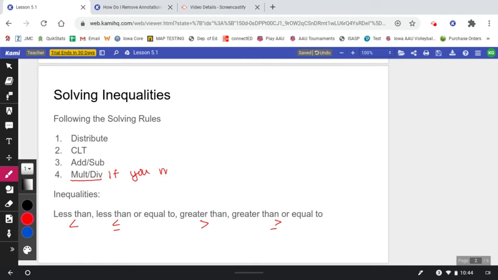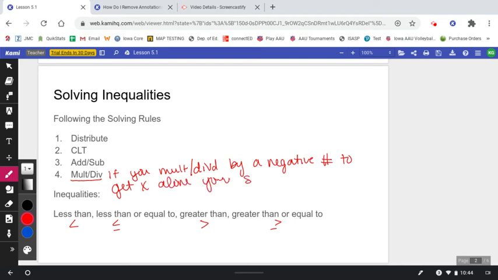If you multiply or divide by a negative number to get x alone, you must switch your inequality.